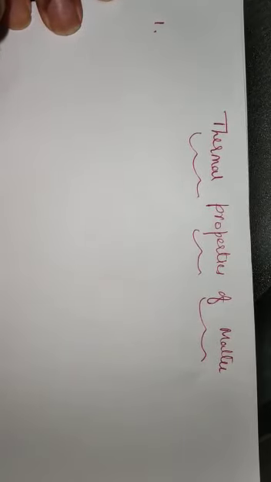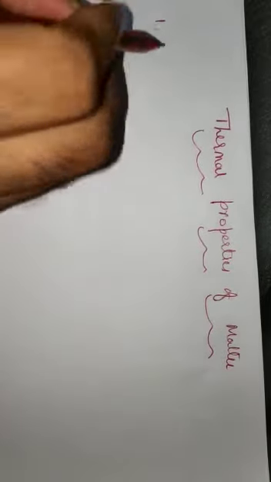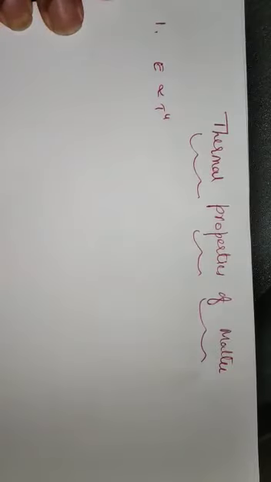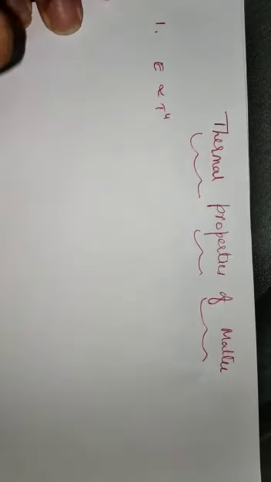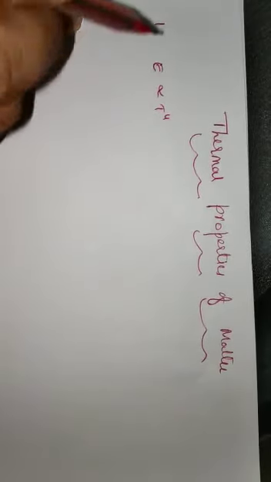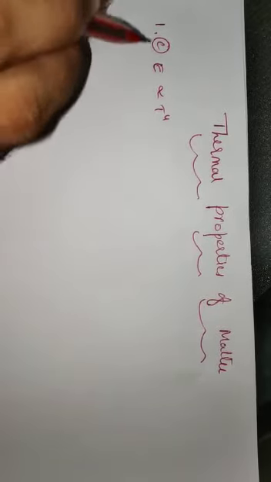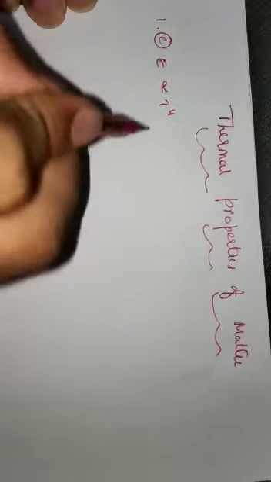According to Stefan's law, the total energy emitted per second by unit surface area of a black body is proportional to the fourth power of its absolute temperature. So energy is directly proportional to T to the power 4. This blue glass is at a higher temperature than the red glass. Therefore, it shines brighter than the red glass. So option C must be the correct answer for the first question.